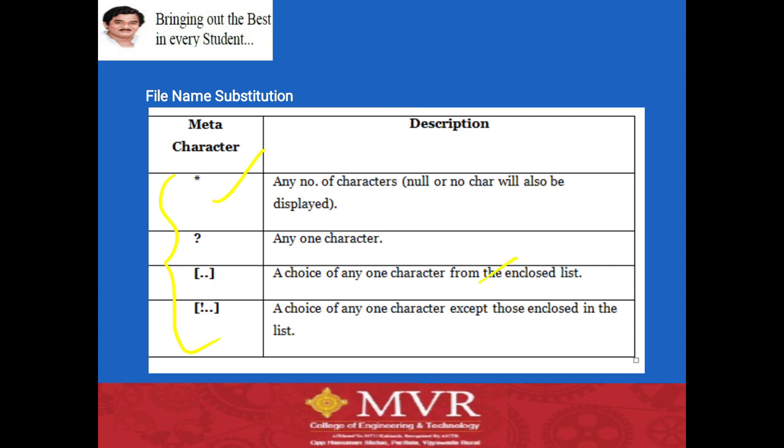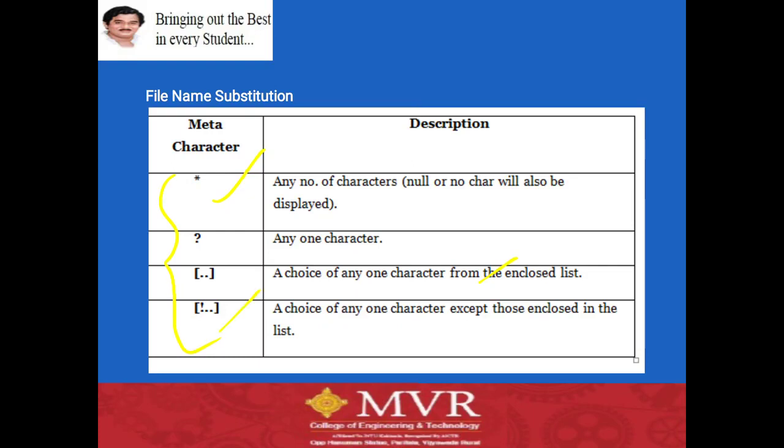Then the third one is the square brackets, or you can also call it a range. The square brackets mean a choice of any one character from the enclosed list. Whenever you specify some characters in the square brackets, it matches one character, but from that range only, from the specified list only. Whatever you specify within those brackets will match, but only one character.